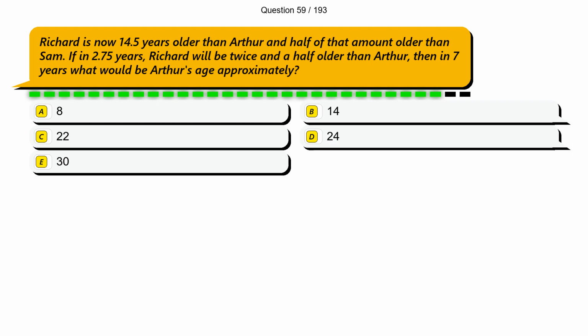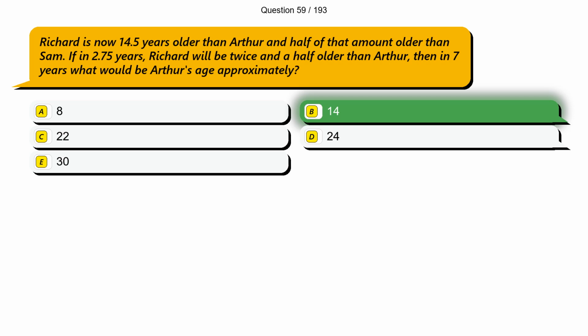Question 59. Richard is now 14.5 years older than Arthur and half of that amount older than Sam. If in 2.75 years, Richard will be twice and a half older than Arthur, then in 7 years what would be Arthur's age approximately? Option A, 8. Option B, 14. Option C, 22. Option D, 24. Option E, 30.